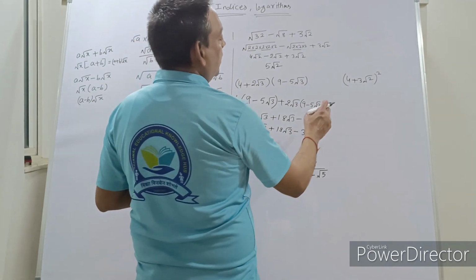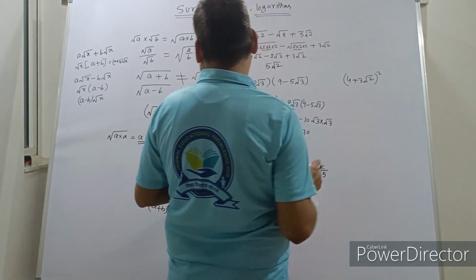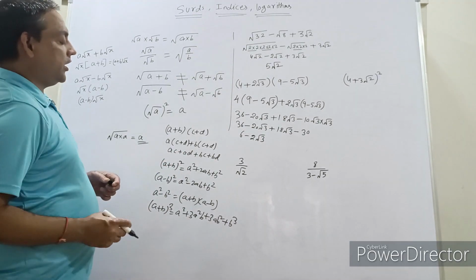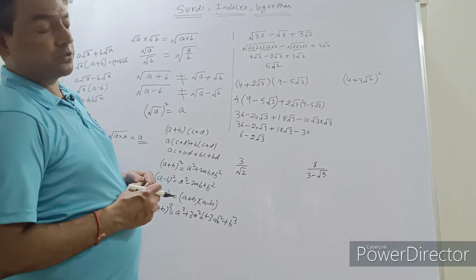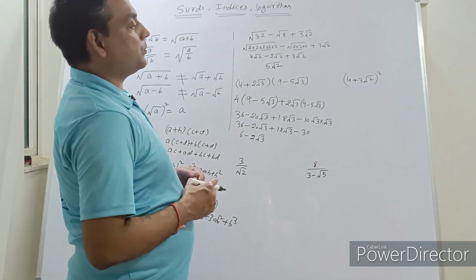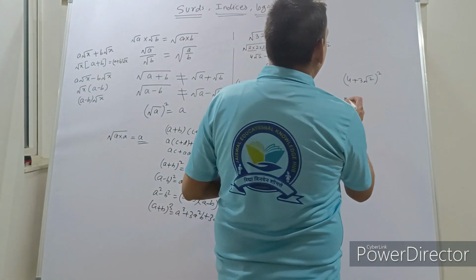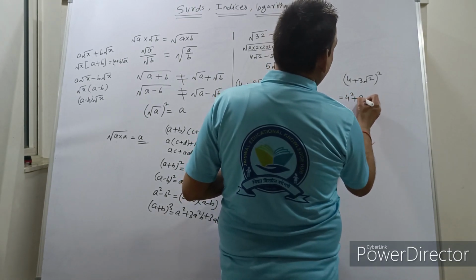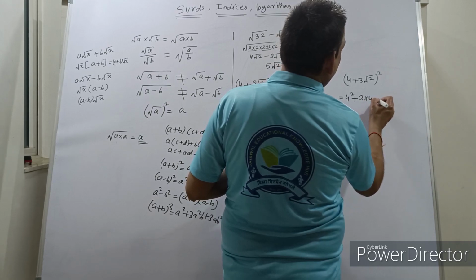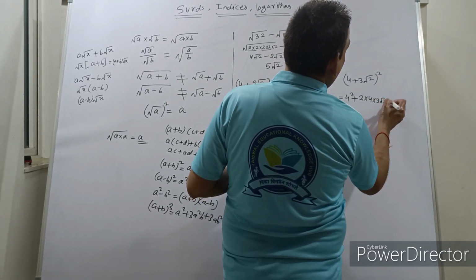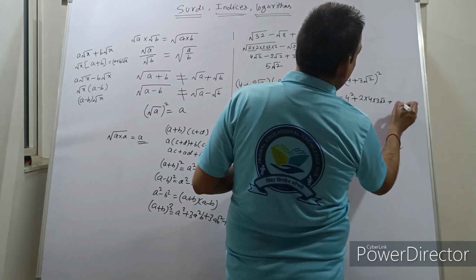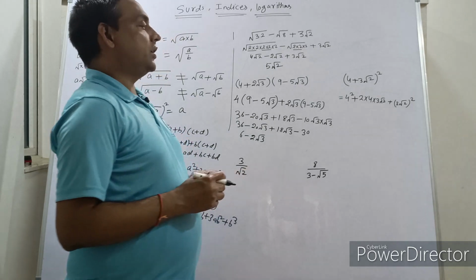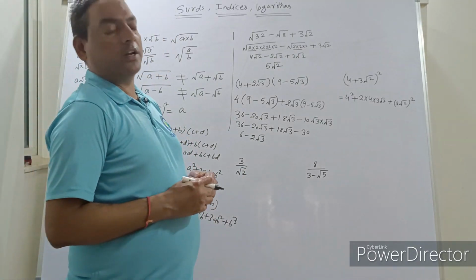Now in the same way we have (a plus b) the whole square. So again we'll use the same formula, (a plus b) whole square, which is a square plus 2ab plus b square. So in this case it becomes 4 square plus 2 into 4 into 3 root 2 plus (3 root 2) the whole square. Clear? a square plus 2ab plus b square.